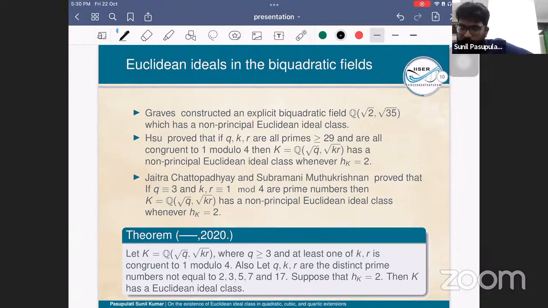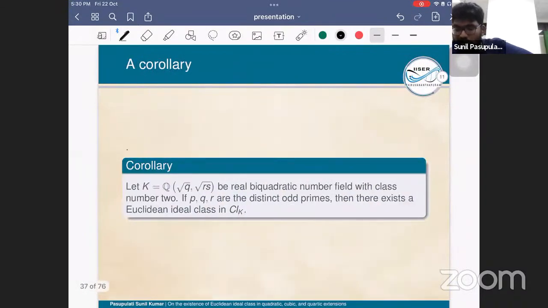If I apply the main result that I have stated, I get that if K is Q(root q, root rs), a real quadratic field with class number 2, and p, q, r are all distinct odd primes, that's all I need. I don't need any other conditions. Then I can prove that this has a Euclidean ideal.